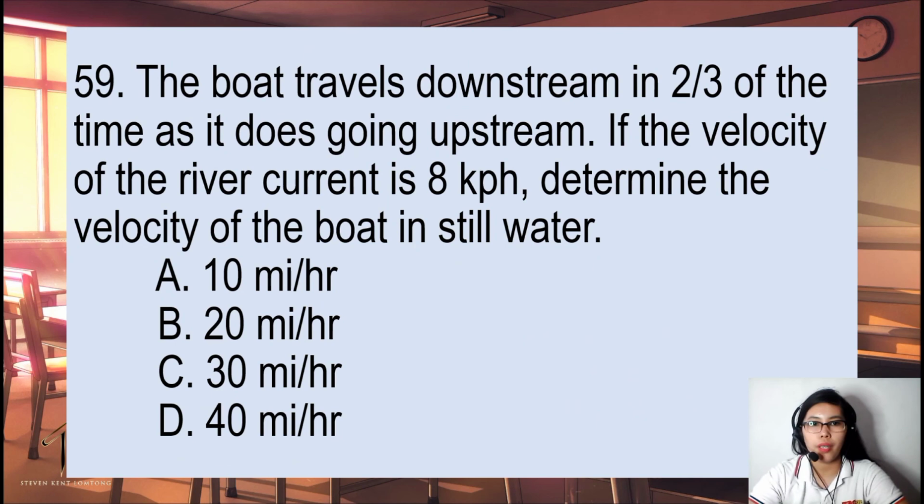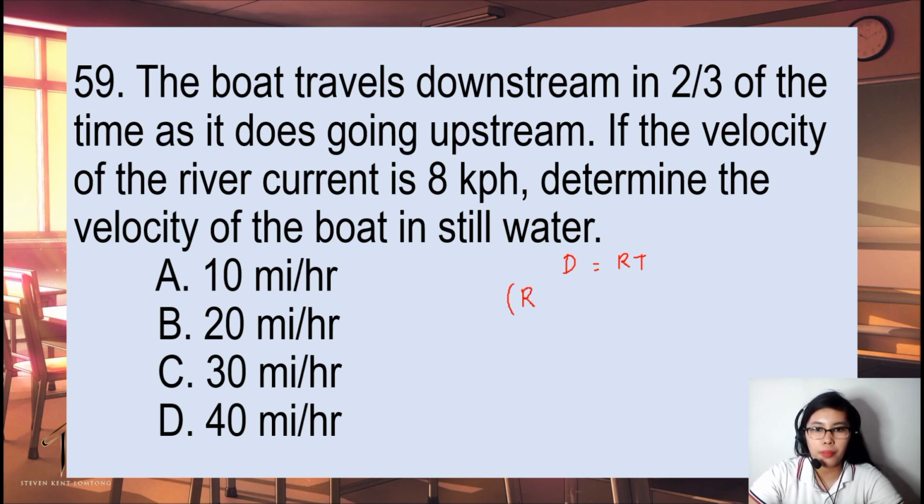Okay, so the boat travels downstream in 2/3 of the time it takes going upstream. If the velocity of the river current is 8 kilometers per hour, determine the velocity of the boat in still water. Okay, so distance is equal to rate multiplied by time t. So the velocity of the boat, let's say that is R.